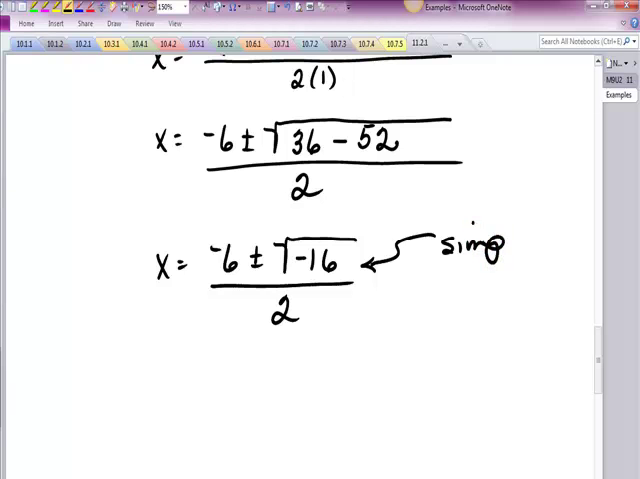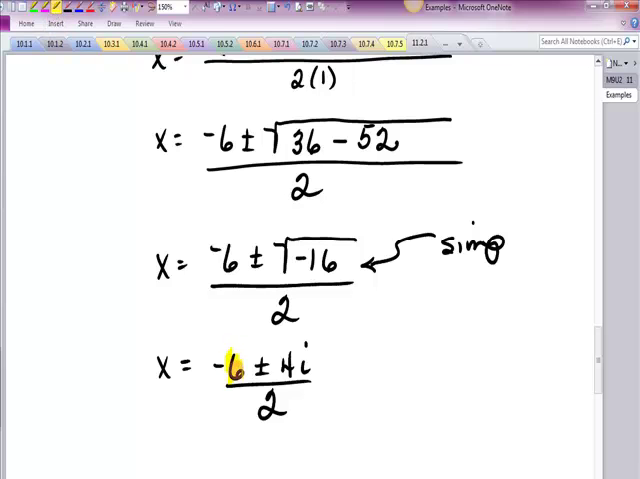I'm sure you're expecting me to say it. Can you simplify? Yes, 16 is a perfect square, and it is a negative perfect square, so I get imaginary values. It's plus or minus 4i over 2.